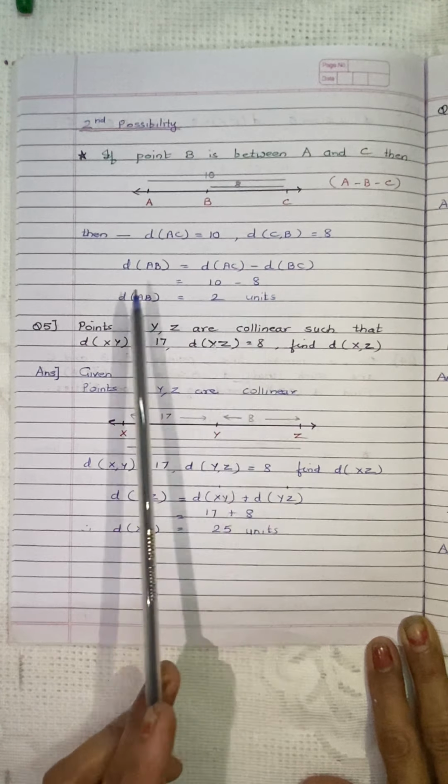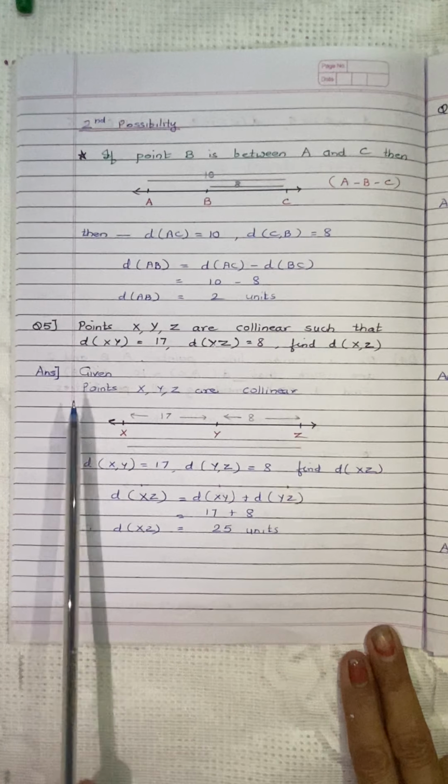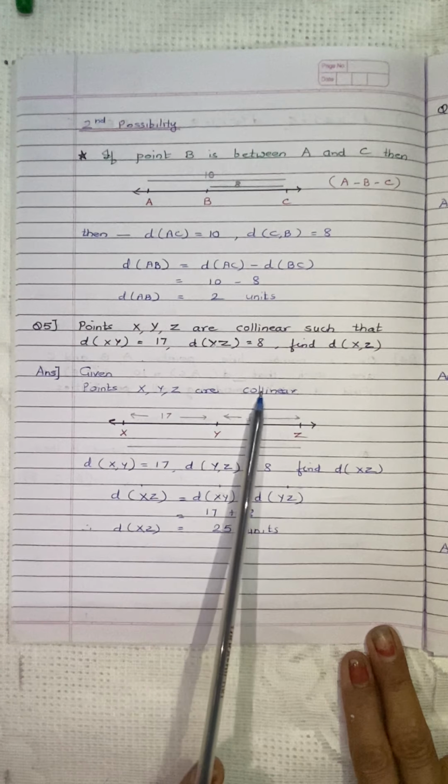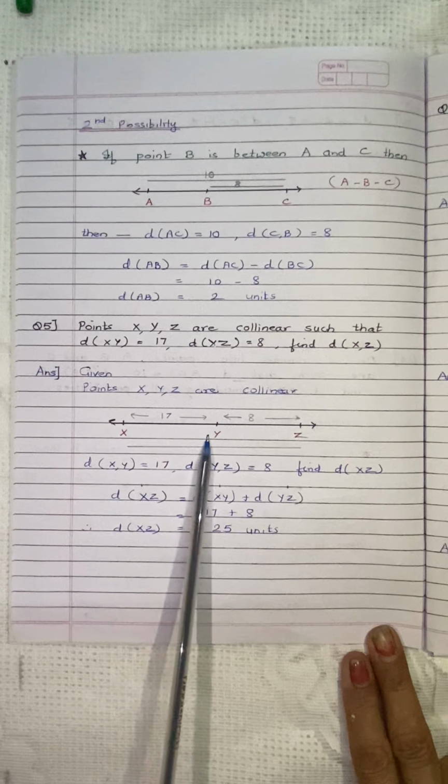Now question number 5. Points X, Y, Z are collinear such that distance between XY is 17 and distance between YZ is 8, and find distance between XZ. Now what is given? Let us see. X, Y, Z are collinear points. Now X, Y and Z.